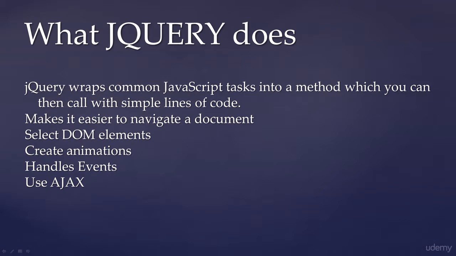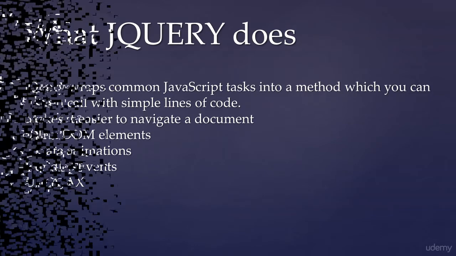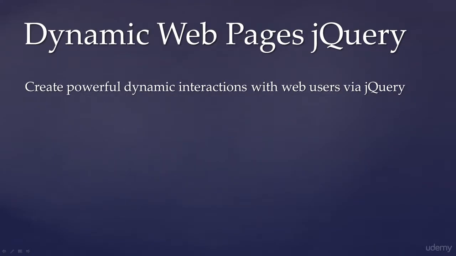It wraps common JavaScript tasks into methods which you can then call from just a few simple lines of code. It makes it easier to navigate a document. You're able to select DOM elements very easily, create animations, handle events, and use Ajax much more easily than you would by using JavaScript alone. So all of this is available within jQuery, and we're going to be running through all the steps of how to use this powerful, dynamic library within your web development process as well.